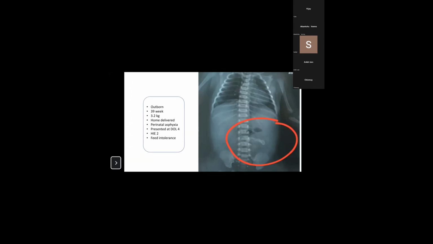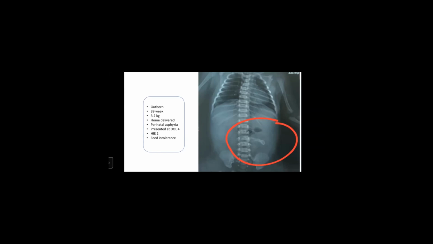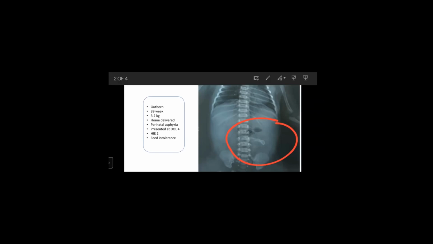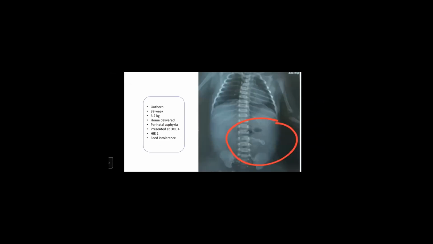I'll be showing you the spotter of an outborn 39-weeker, 3.2 kg birth weight baby. This baby was home delivered and presented to us at day 4 of life.